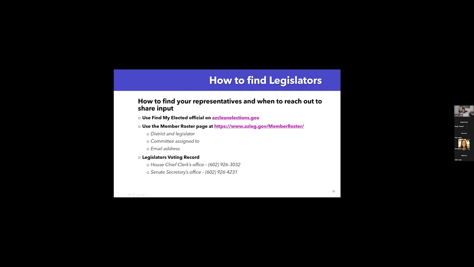Or you can go directly to the member roster page at azleg.gov/memberroster. It's just a little member roster tab. You click on it, and it gives you information on the district the legislator is in, what committees they're assigned to. So if you have an issue with transportation, you look and you see that your legislator is on the transportation committee. It's information you can use to speak to them directly about an issue. And it will also provide their email address.